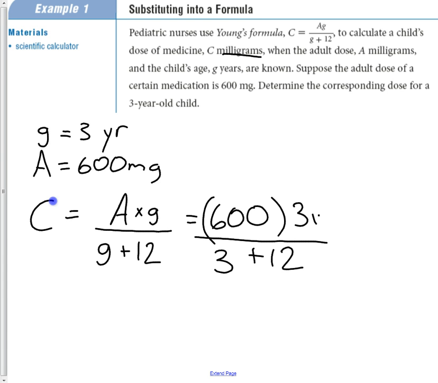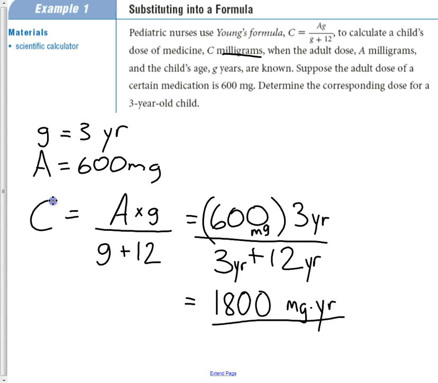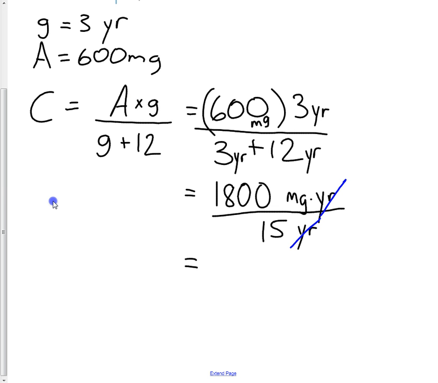So in this case, if we were to put units in, we may find that putting in 3 years, and this is probably 12 years, that our answer in milligrams would probably be, because we're going to end up getting 1800 as a number, and that would have units of milligrams times years, and then the denominator we're going to have 15 years. So our answer there should have no years in the value, and it's easy to work out the math of that one. 1800 divided by 15 is 120. Okay, so the child dose should be 120 milligrams.